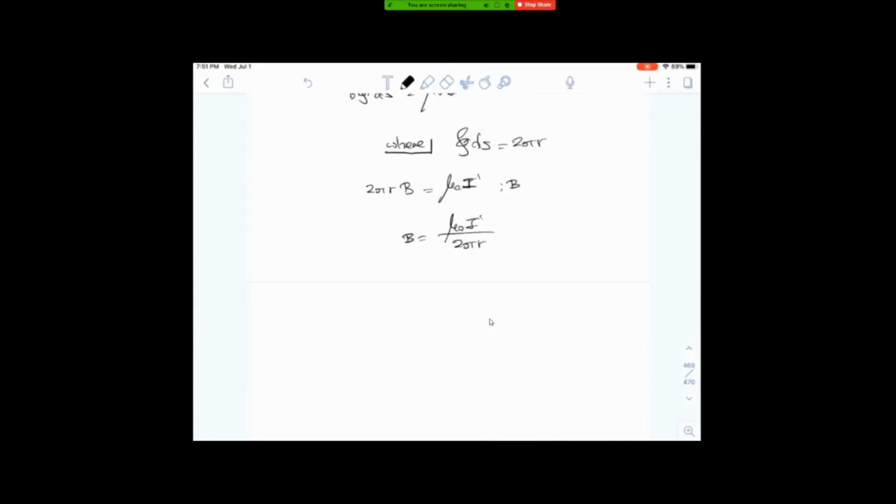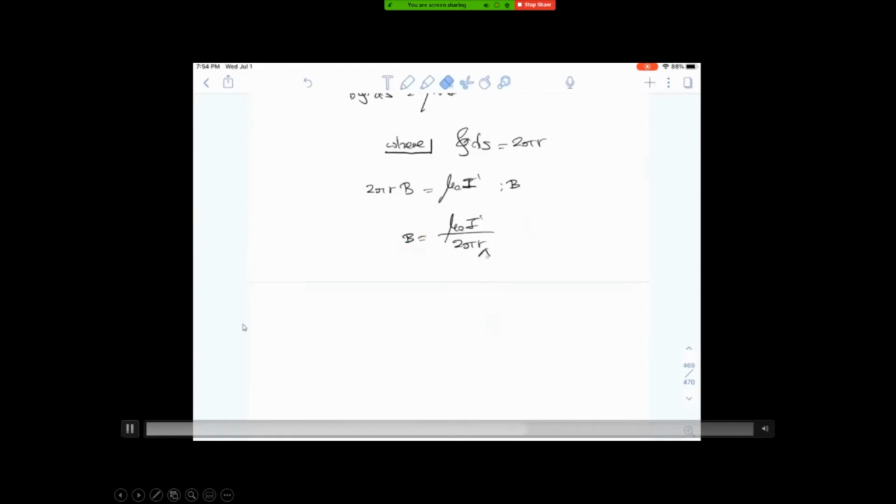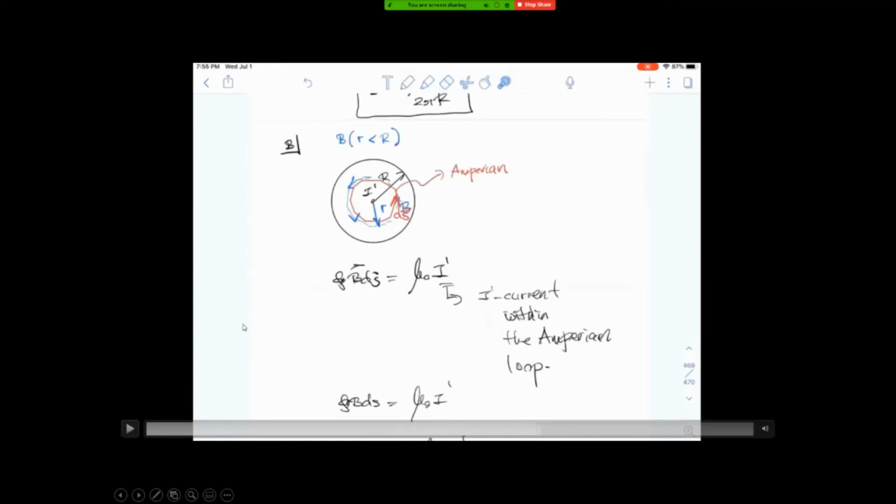We know something about the amount of current inside the wire, but we don't know anything about the amount of current inside the Amperian loop until we know what this I prime is. In terms of the total current, we're not done yet. So we have to come up with an expression for I prime, expressing the amount of current inside the loop in terms of the amount of current inside the wire. We know the current inside the wire, but we don't know the current inside the loop. So how do we do that?